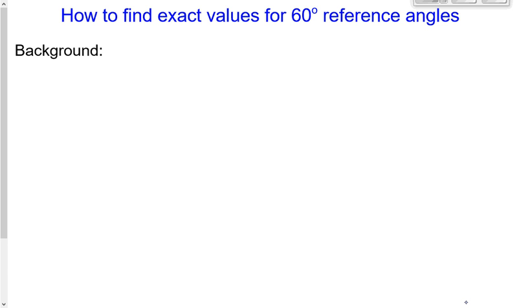How to find exact values for 60-degree reference angles. The background information is the same as it was for 30-degree reference angles, so if you don't need to watch that part, you could fast forward to the procedure, but I'll go through it quickly.